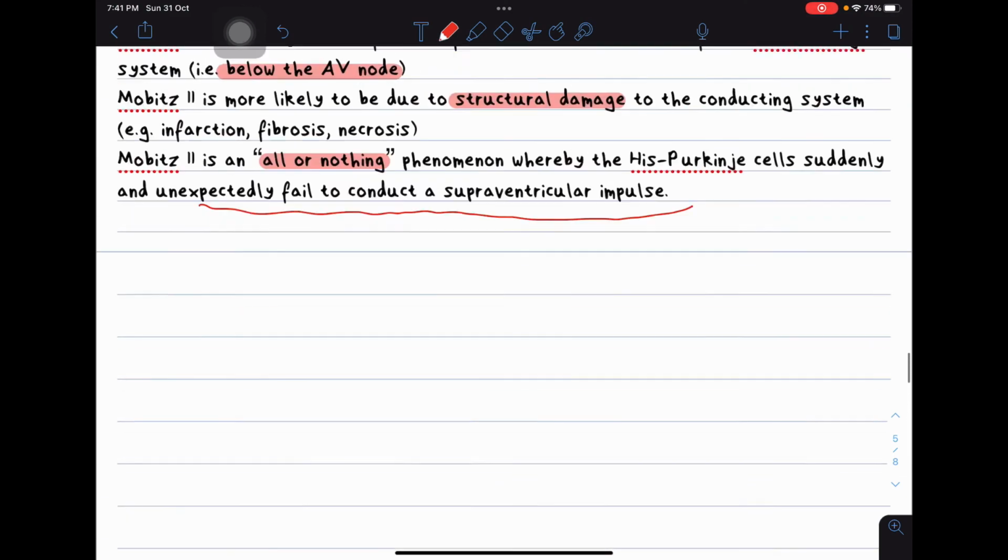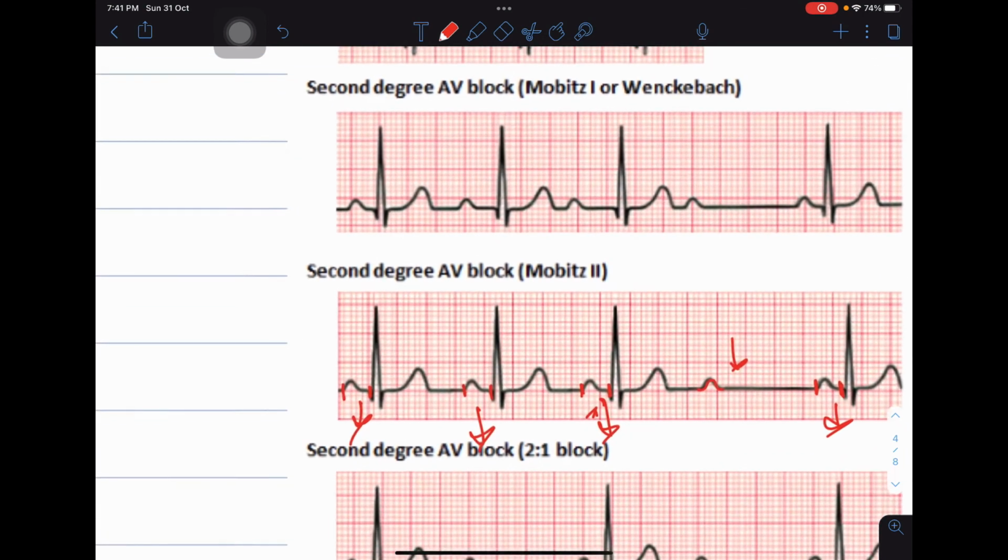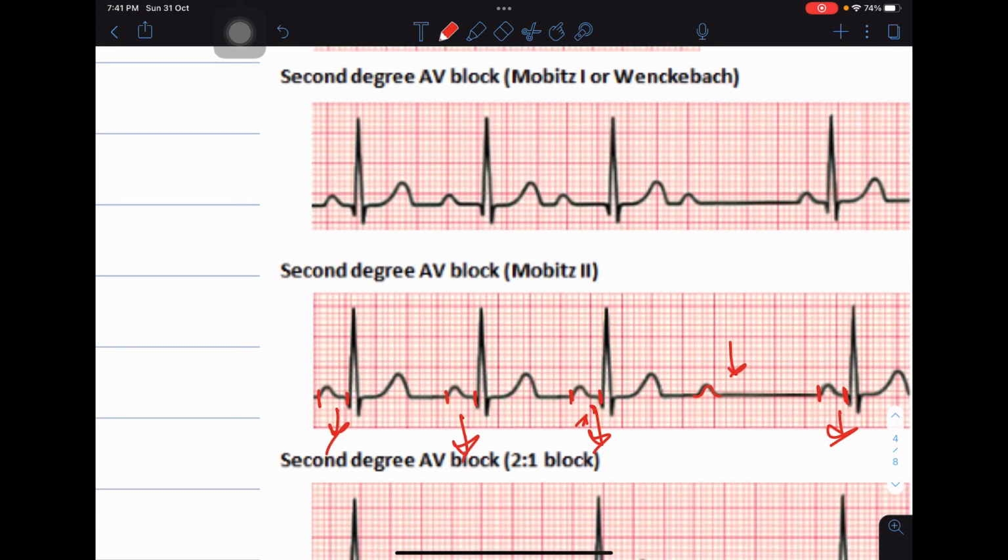So if we summarize Mobitz 1 and Mobitz 2, how we are going to differentiate, once again we look at the PR interval. If we see the PR interval over here, it's progressively increasing in Mobitz 1. And when we see the missed beat, before the missed beat the PR interval is the longest, and after the missed beat the PR interval is the shortest. So this is the differentiating feature between Mobitz 1 and Mobitz 2.